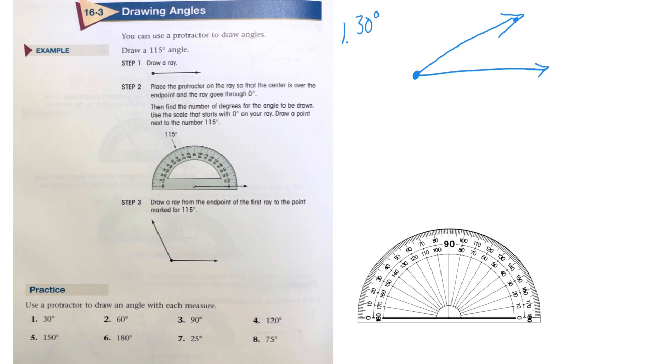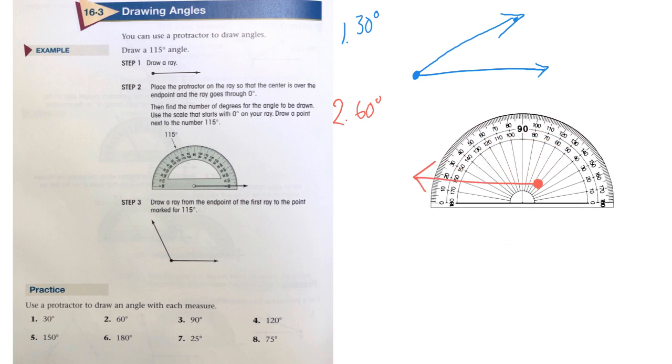Let's try another one. We'll change the color here. Number 2, 60 degrees. So the first step, you draw a ray. I guess I could make it the other way. Let's do that. Have it pointing the other way. And we'll put the endpoint right there. All right, now we have a ray.